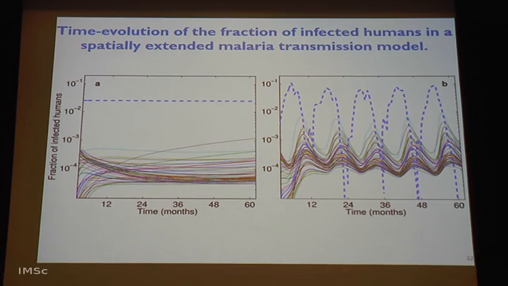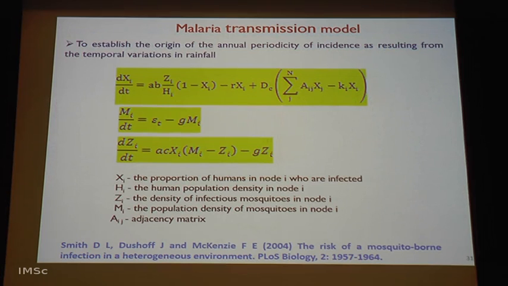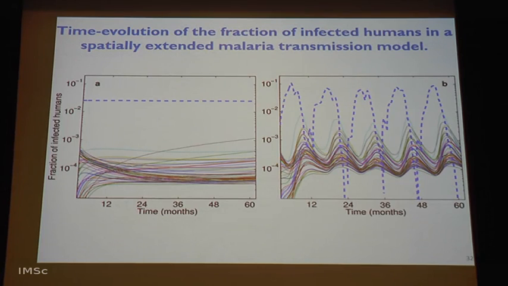Through this network model, all the parameters are included. This is the proportion of humans in a node. We have population density also. For each node, Xi is the proportion of humans in node I who are infected. So all data we included. So this is a result.